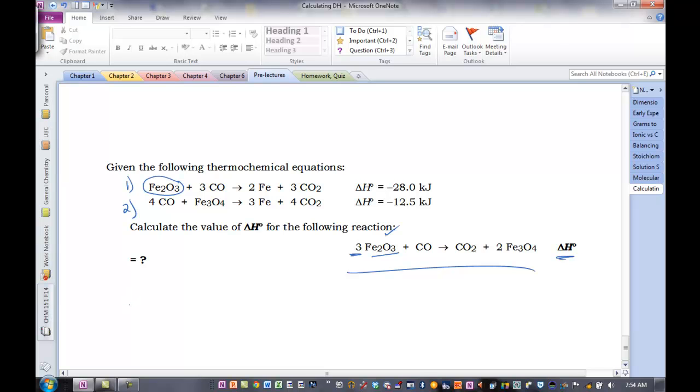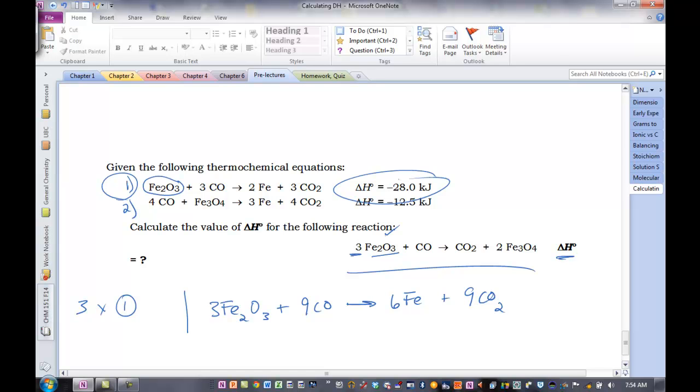We multiply by 3. So we're going to take this first equation and just multiply the whole equation by 3. So 3 times equation 1. That's what I'm trying to indicate there. So let's just do that. So we're going to have 3 Fe2O3. Now we have to multiply all the coefficients. 3 times 3 would be 9 CO, 3 times 2, 6 iron, and 3 times 3, 9 CO2. So we multiply that entire equation by 3.